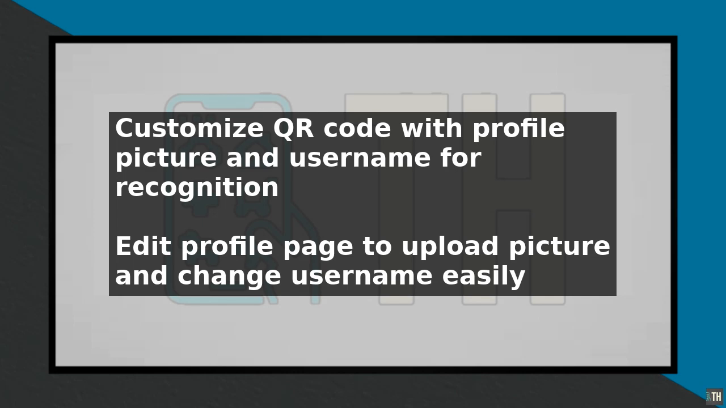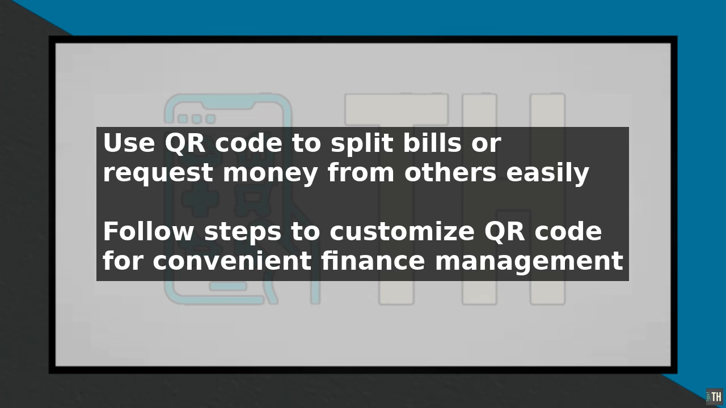In addition to using your QR code to receive payments, you can also use it to split bills or request money from others. For example, if you are out with friends and you want to split a bill, you can have each person scan your QR code and send you their portion of the bill.